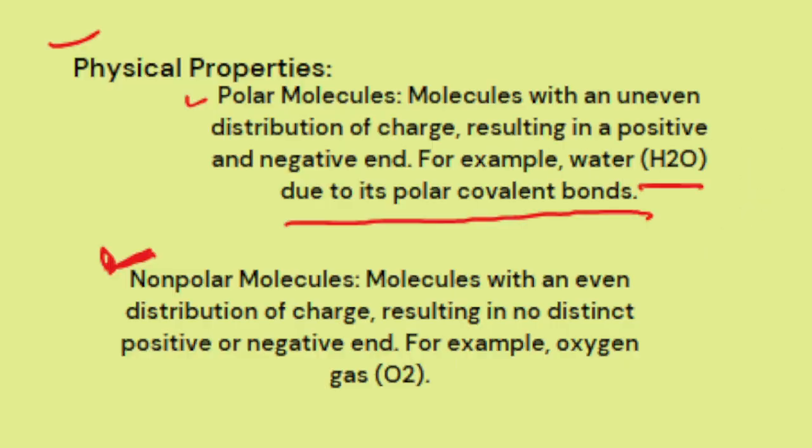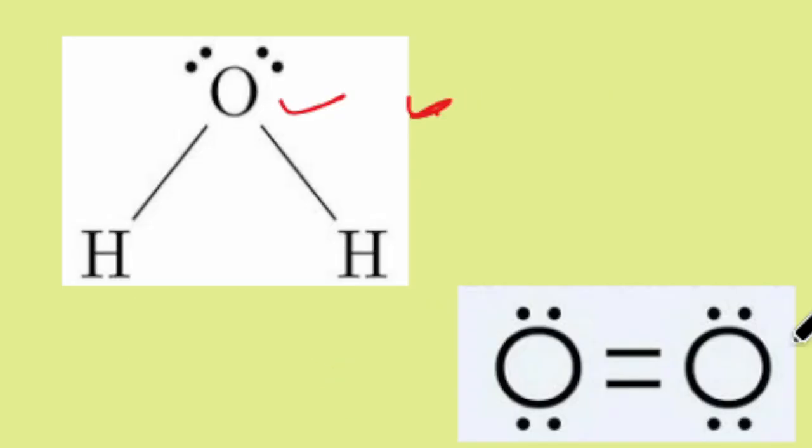On the other hand, what is a non-polar molecule? A molecule with an even distribution of charge, resulting in no distinct positive or negative end, for example oxygen gas. Here oxygen gas has no charge because two oxygen atoms share electrons evenly to make the bond, and the same type of lone pair is present. Here there are two lone pairs, and the second oxygen also has two lone pairs. So this is the category about physical property.